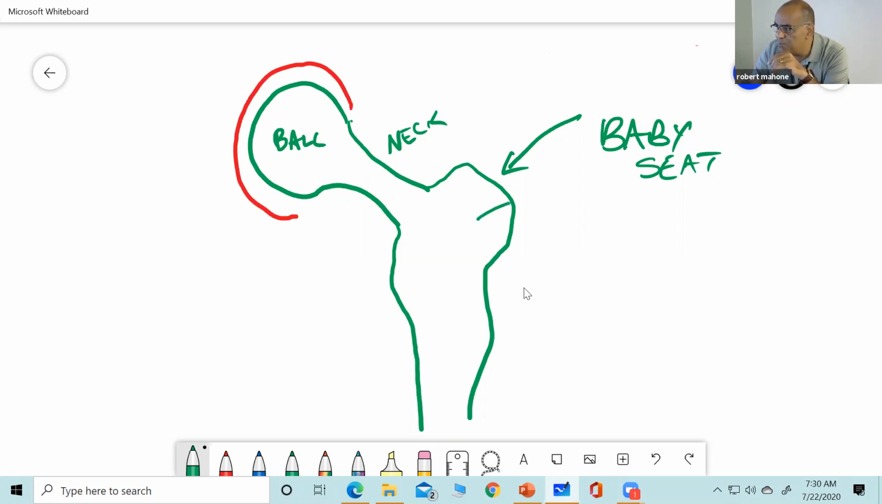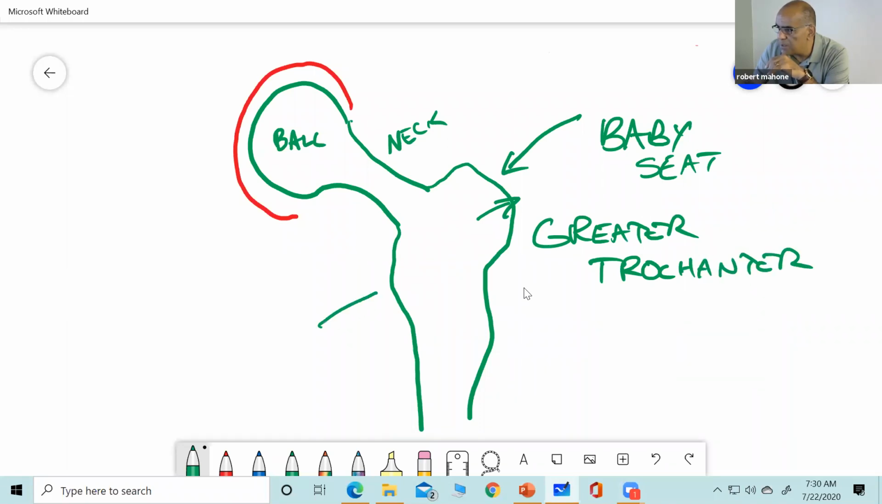Out here, this big part right there is the greater trochanter. And the part that sticks out on the medial side of the bone is the lesser trochanter. That's another landmark that we use.